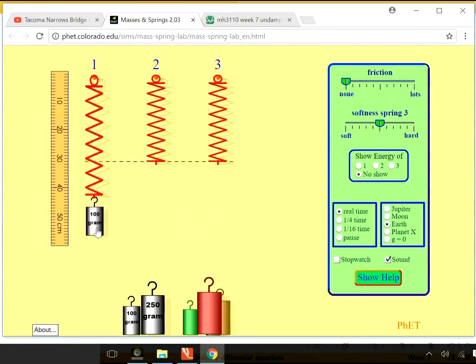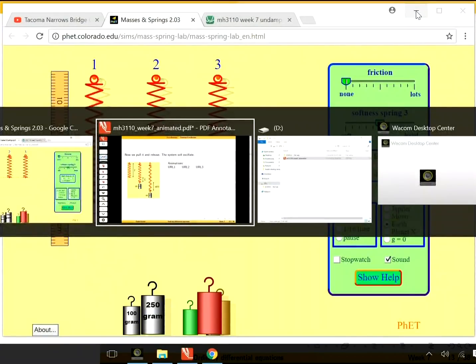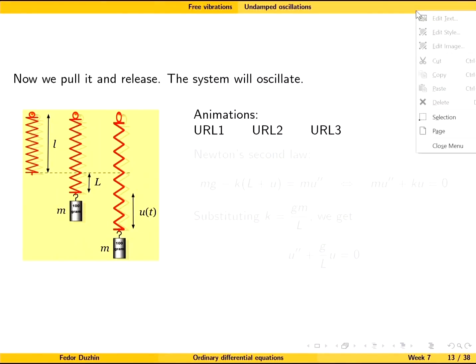Then, of course, what we're going to see is that it's going to oscillate around this initial position, around the equilibrium position, where the forces were balanced. Now we're going to write down the differential equation of the motion. So now suppose that this u of t is the extra displacement, right?